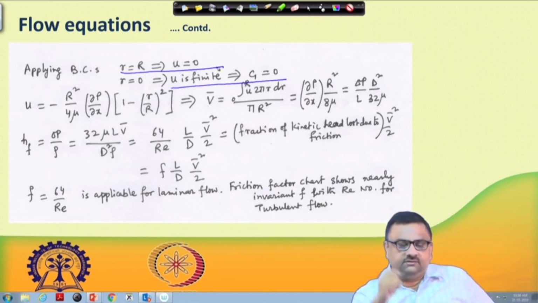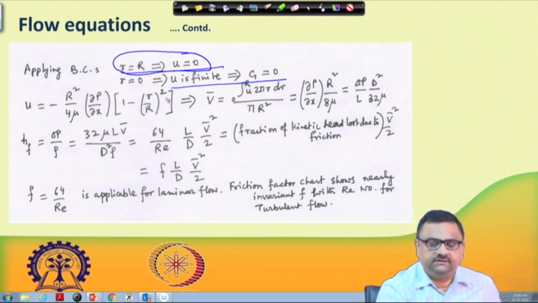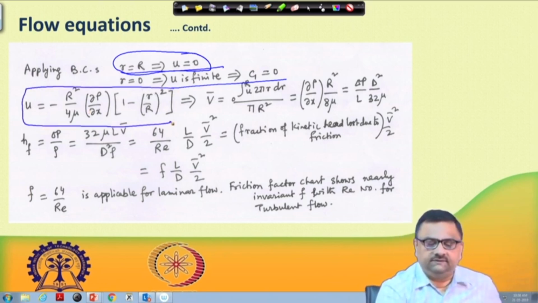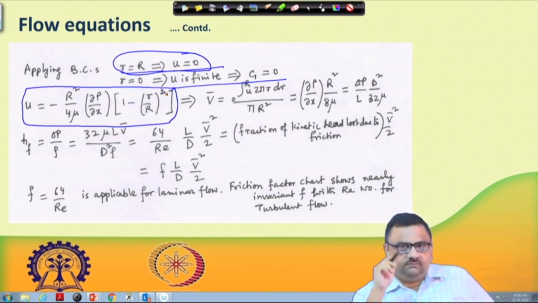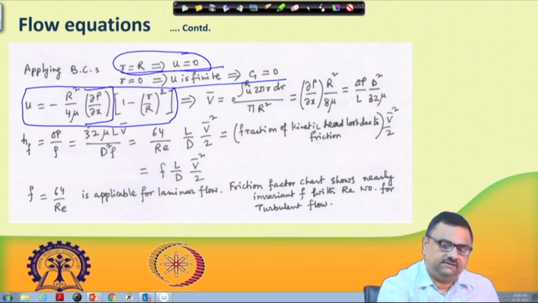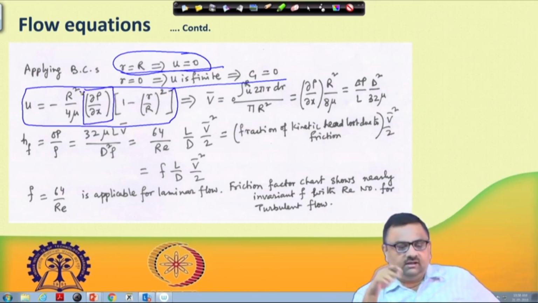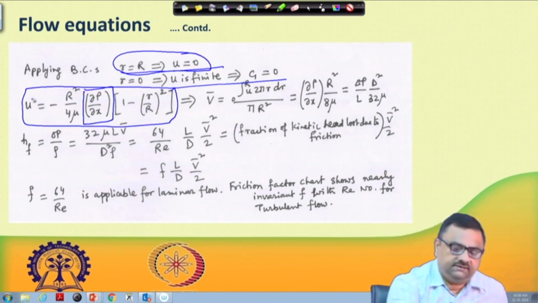Now C1 is already 0, and C2 you can find by applying the boundary condition. If you do that, you end up with the velocity profile given by u equal to minus capital R square, where R is the inner radius of the capillary and small r is any radial point, divided by 4 mu del p del x, again retained as a box, times 1 minus r by R whole square. So, this u is a function of r.